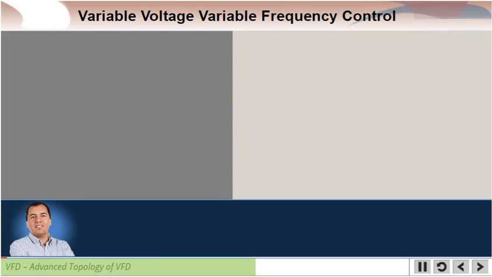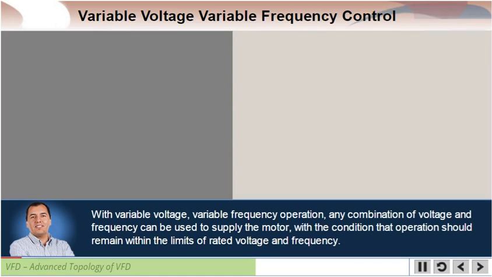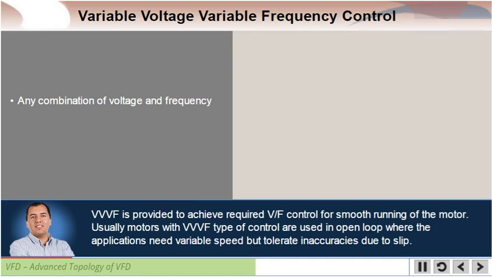Variable voltage, variable frequency control. With variable voltage, variable frequency operation, any combination of voltage and frequency can be used to supply the motor with the condition that operation should remain within the limits of rated voltage and frequency. VVVF is provided to achieve the required V/F control for smooth running of the motor.